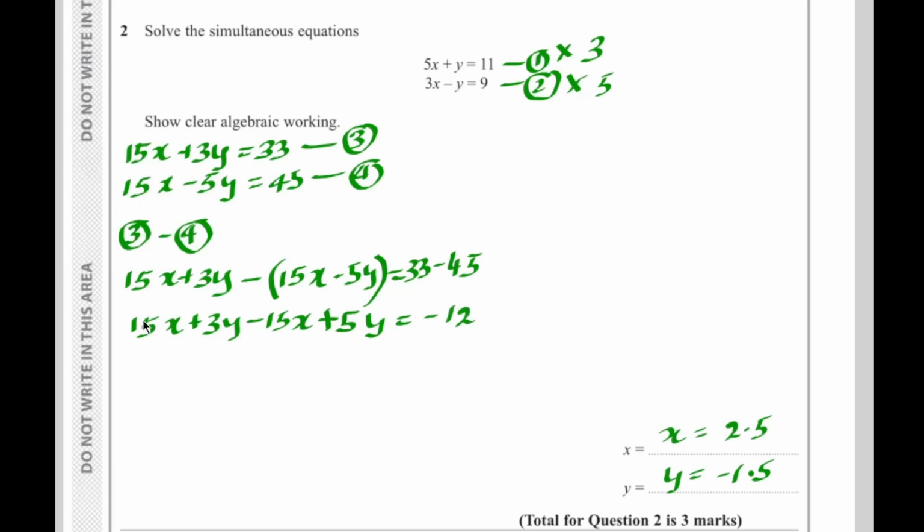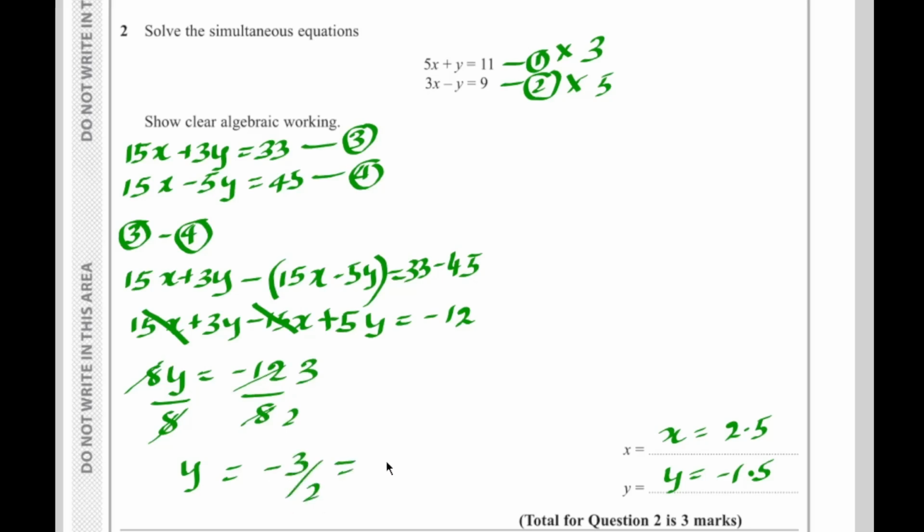Now let's see this x, 15x minus 15x, they get cancelled out. That's our goal, cancelling out the x terms. Then 3y plus 5y becomes 8y. 8y equals minus 12. To get y, I've got to divide this side by 8, then this side by 8. 8 cancelled out. Then y equals minus 3 over 2, which becomes minus 1.5, which is correct. So I verified my answer.